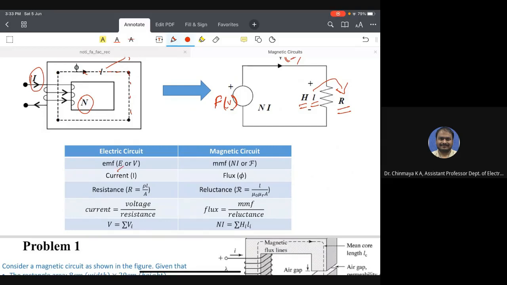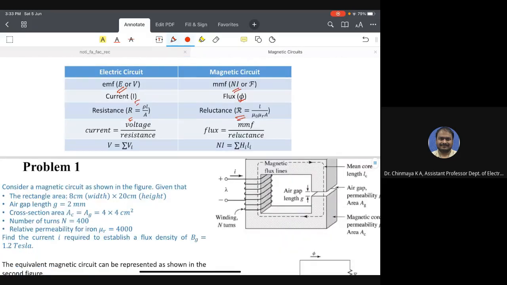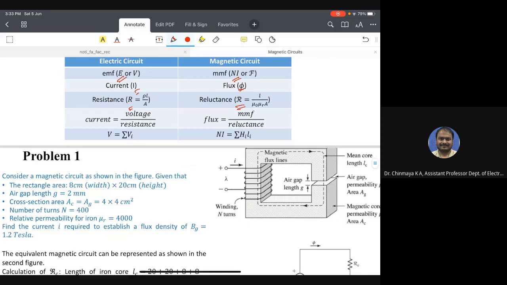The emf E is similar to Ni, the mmf. Current is similar to the flux. Resistance is similar to the reluctance. The equation current equals voltage by resistance is similar to flux equals mmf divided by reluctance in a magnetic circuit. So let us look into a problem.